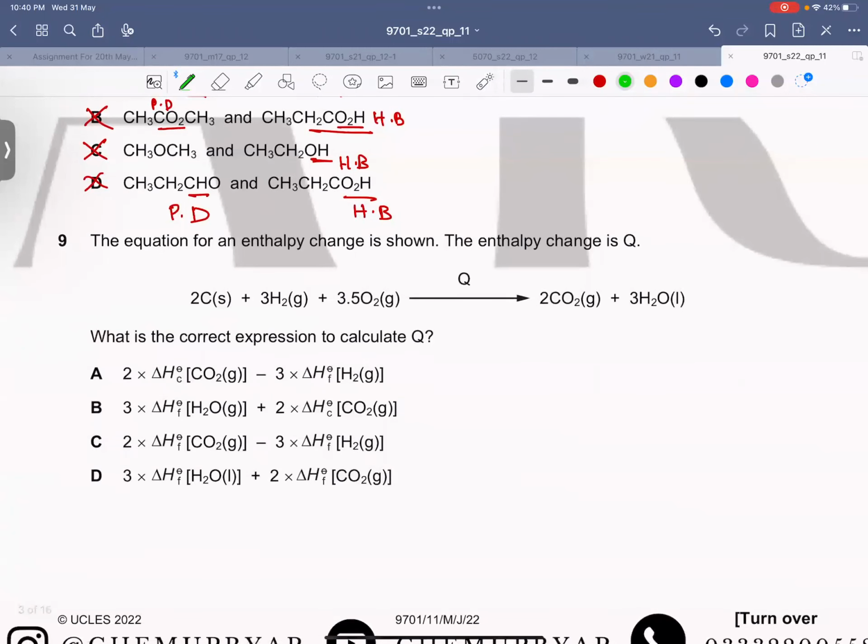Now, question number 9. The equation for an enthalpy change is shown. The enthalpy change is Q. What is the correct expression to calculate Q?